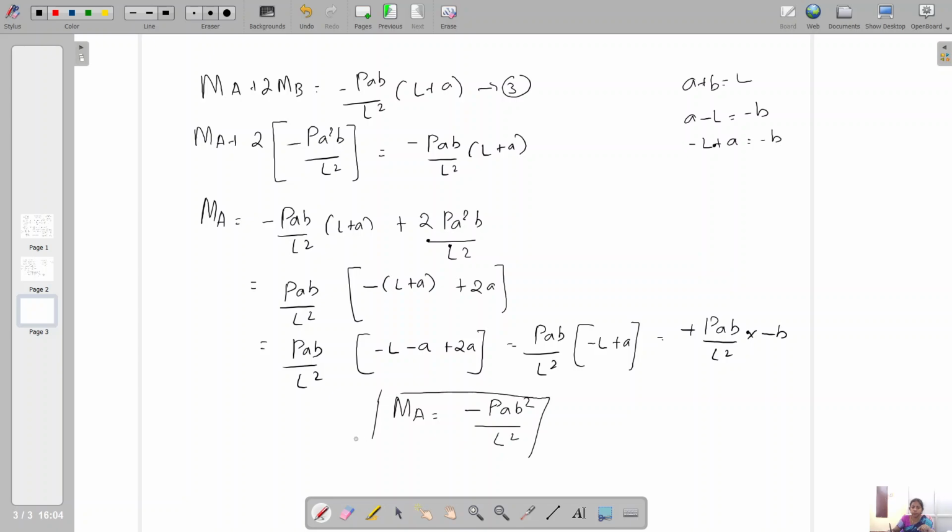So this is also a very important conclusion on the moment on the left side. So we have two values: one is PAB square by L square, and the other is PA square B by L square, when a point load is acting on the span at a distance. This formula will be employed in all the units: stiffness method, flexibility method, slope deflection method, and moment distribution method. Kindly memorize it. So finally, we have concluded the analysis of the fixed beam using the theorem of three moments.